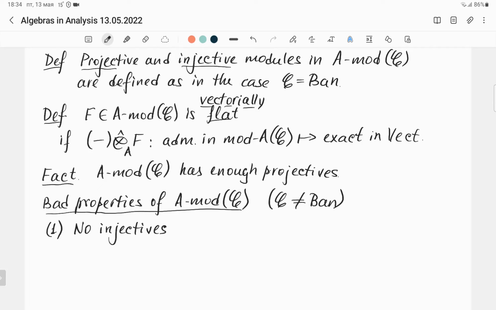So this shows that the nice duality between flat and injective modules, which exists in the Banach setting, is no longer available in the context of topological modules. And moreover, we have another problem related to duality. In general, there is no notion of a dual module. We have no dual modules.